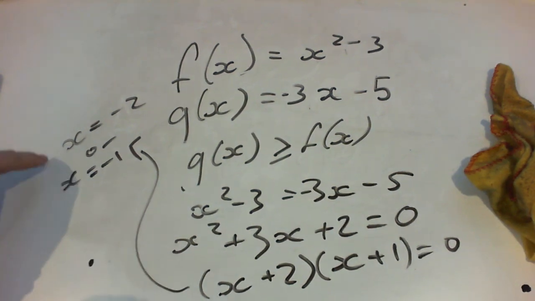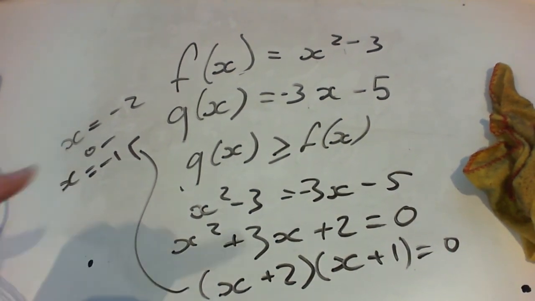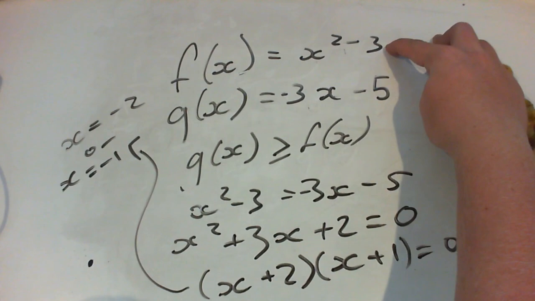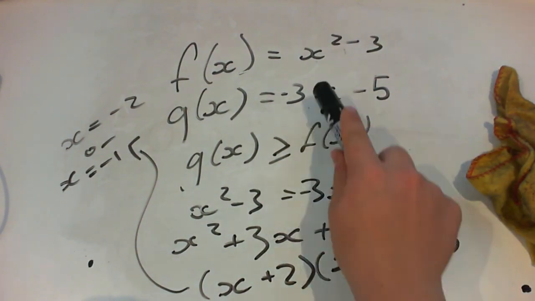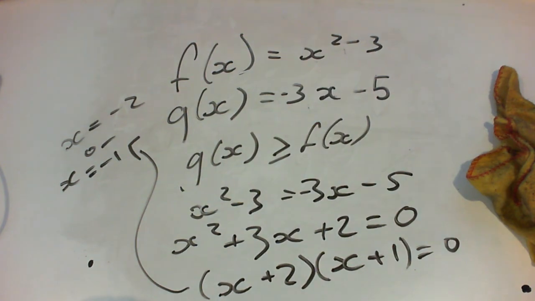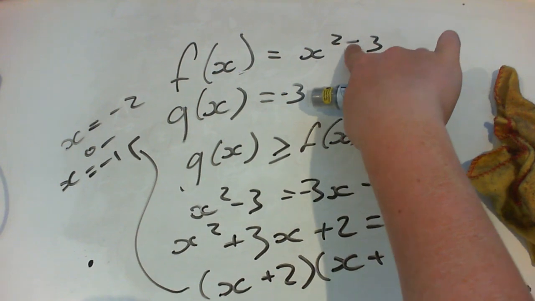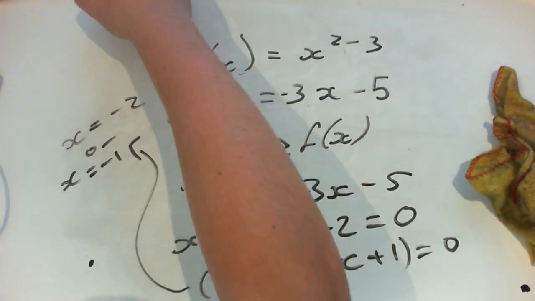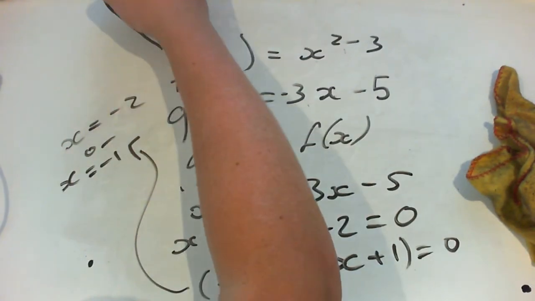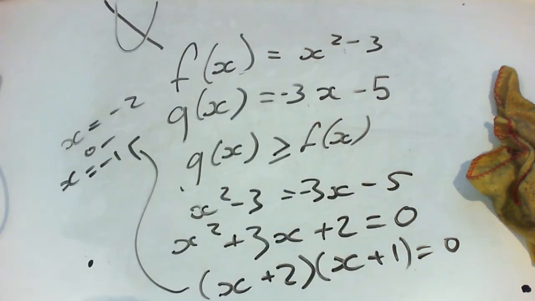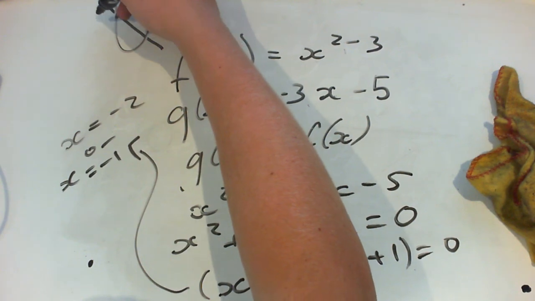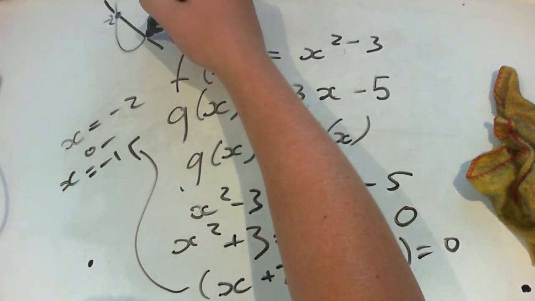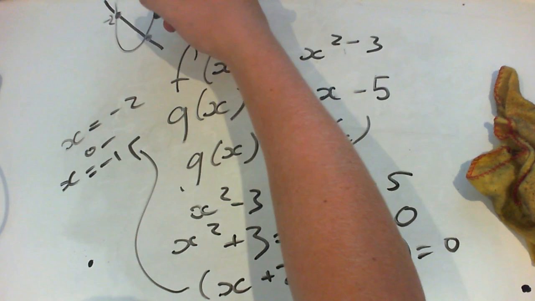Now we know these are our two roots. What we also know is that we have a parabola here. We know that it's a positive parabola, which means that we can assume the graph looks something like that, and the parabola goes something like this. Means we can assume that this point here is x equals negative 2, and this point here is x equals negative 1.